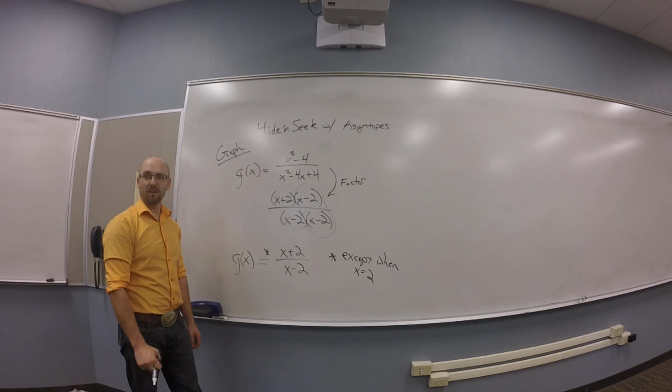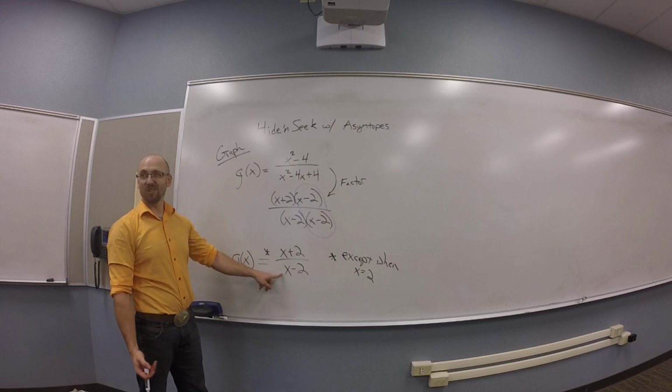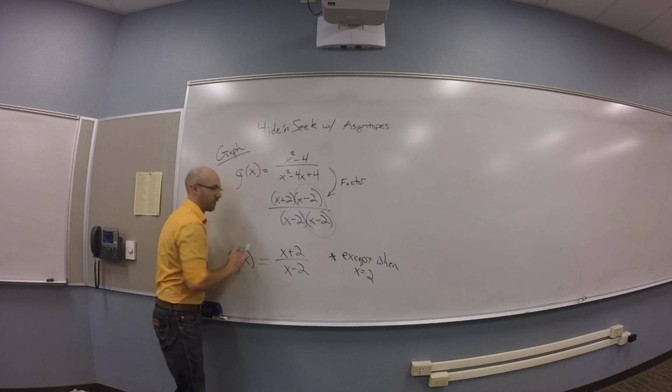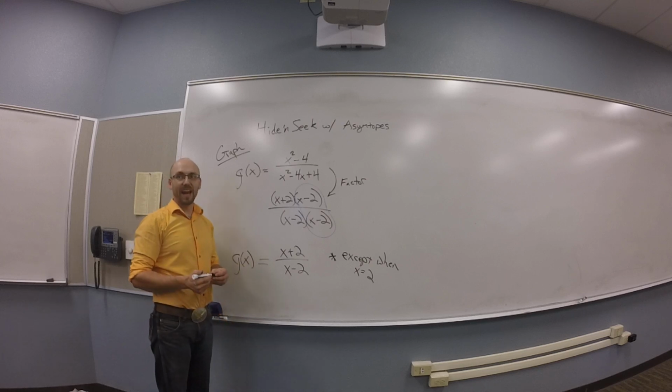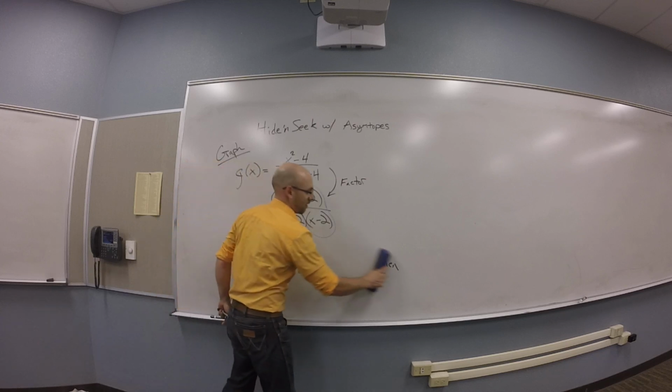But x is 2 isn't allowed in this thing anyway. You guys see that? So that's an asymptote. This one doesn't really need that asterisk. You see that? But what if you plug 2 back into the top?